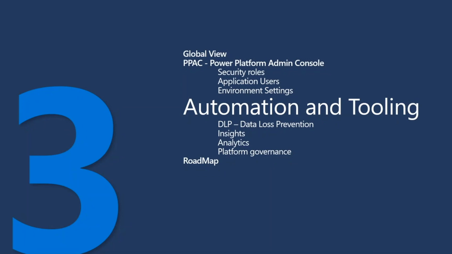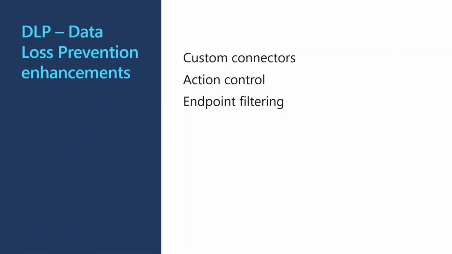And then here on the second part, automation and tooling. Like I mentioned in the beginning, we will review data loss prevention. We have some news around how we can create the rules, insights, analytics, and then the platform governance. The highlights that we are going to discuss are custom connectors, action control, and then endpoint filtering.